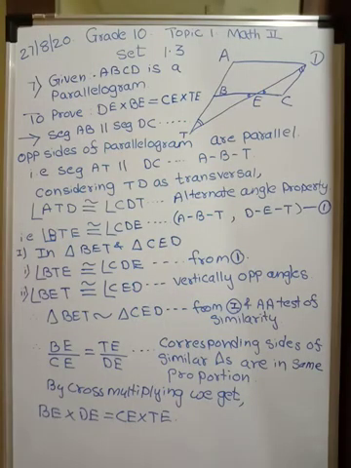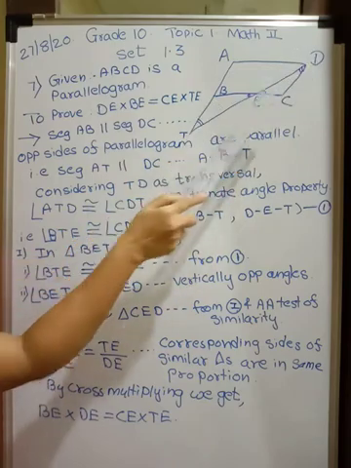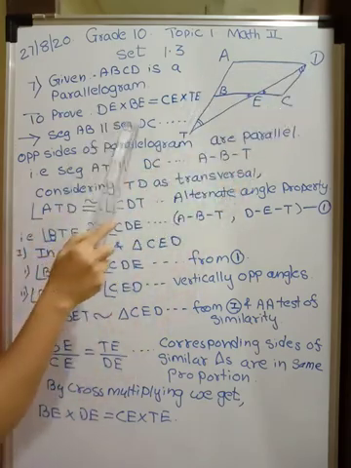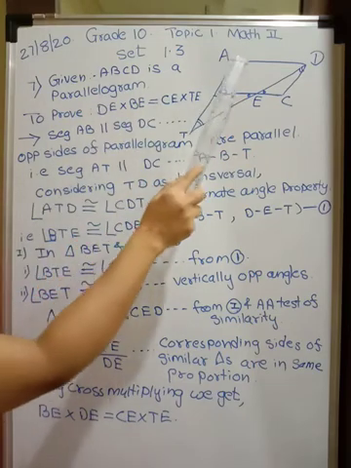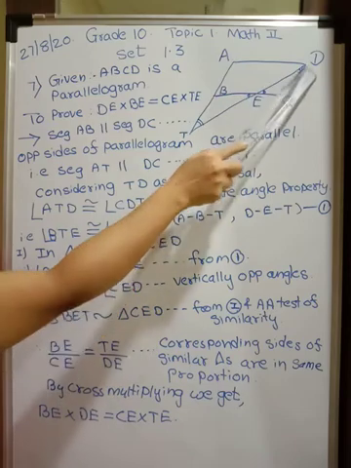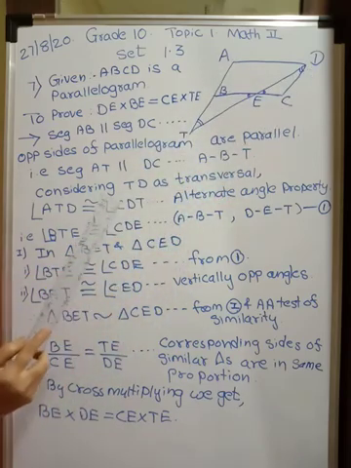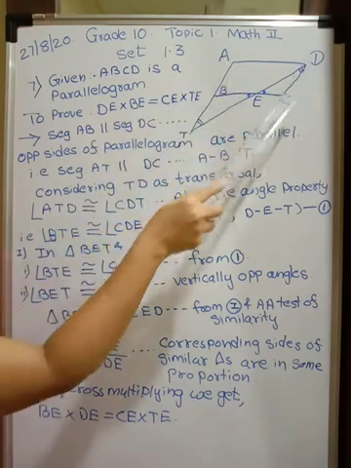This is your 7th problem, students. Given is that ABCD is a parallelogram, and we have to prove DE into BE is equal to CE into TE. Now see here, if ABCD is a parallelogram, we know that opposite sides of a parallelogram are parallel. So what can we write? AB is parallel to DC.